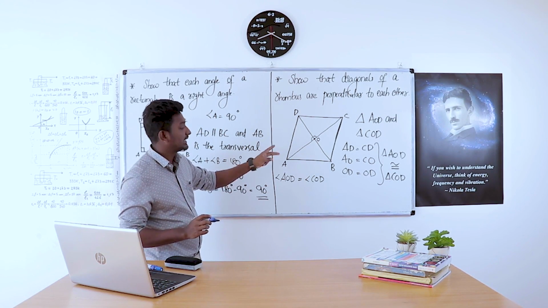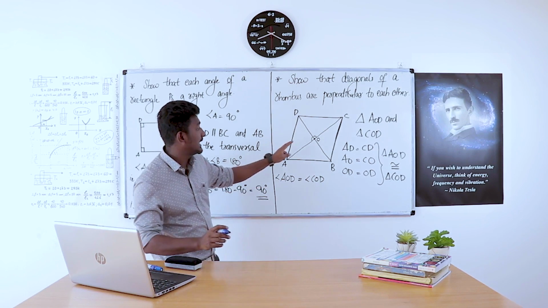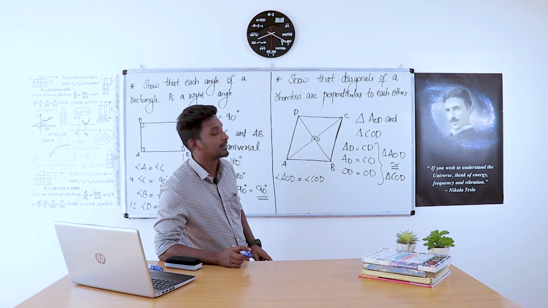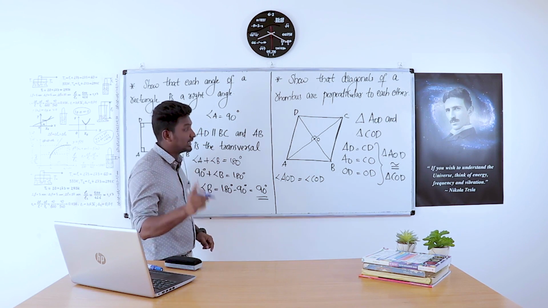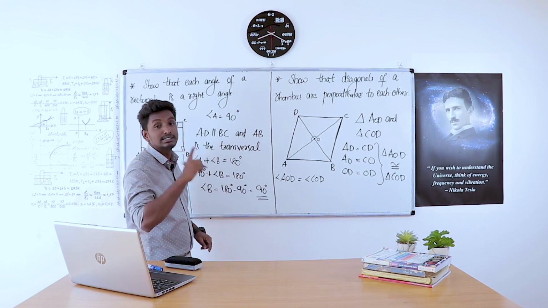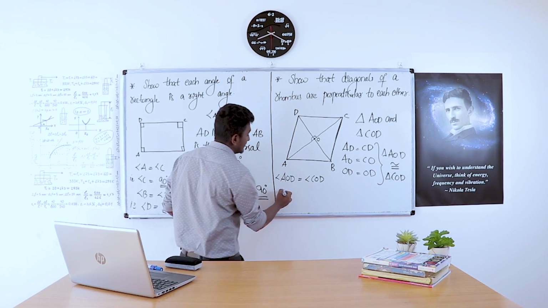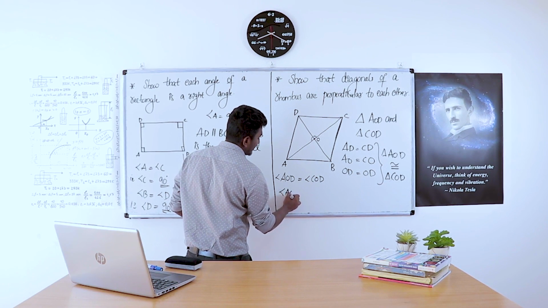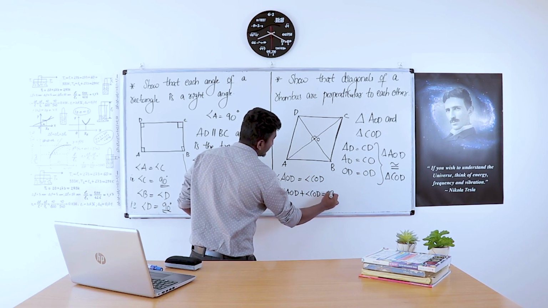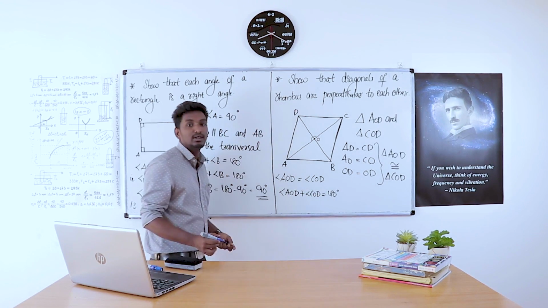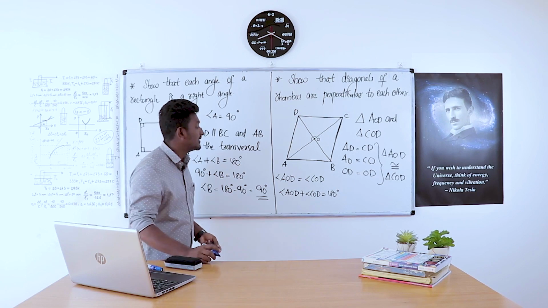Now look at the figure. Angle AOD and angle COD are a linear pair. You know that for a linear pair, the sum of the angles is 180 degrees. Therefore, angle AOD plus angle COD is equal to 180 degrees.